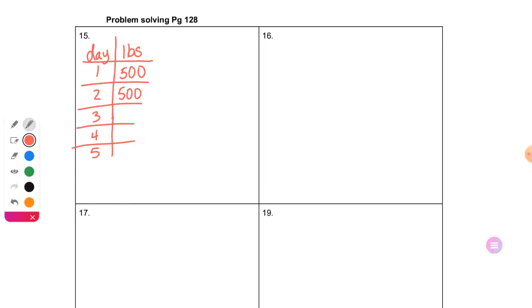Day 3, they harvested 349. Madison? 300. Day 4, 420. Callie? 400. And day 5, they harvested 392. Zach, what would we round that one to? 392. 400.